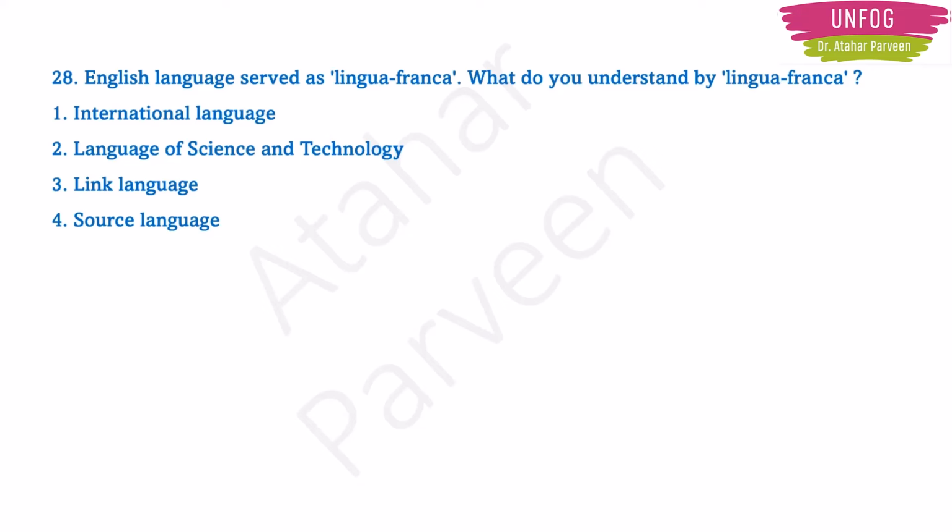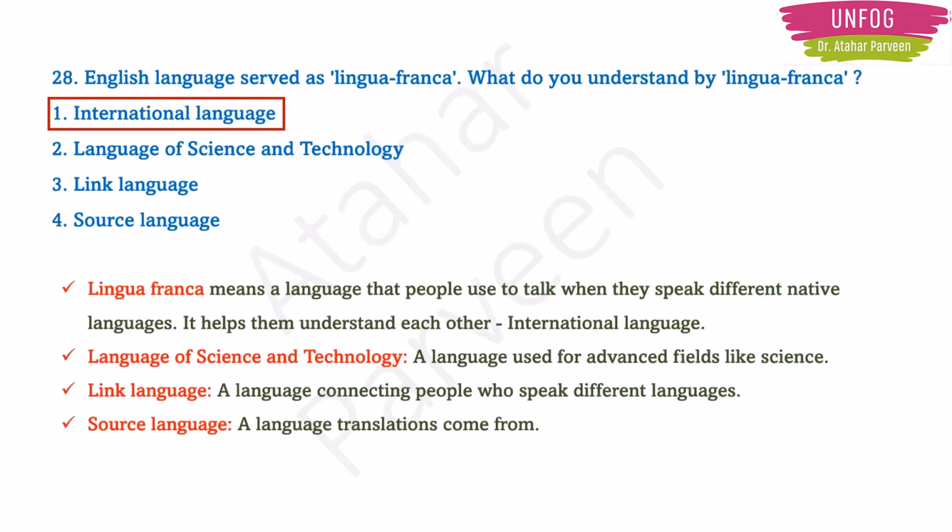Next question. English language served as lingua franca. What do you understand by lingua franca? Four options are international language, language of science and technology, link language and source language. See, here lingua franca usually means an international language, and which is it for us? It is English, right? So lingua franca means that language which people use to talk when they are from different countries, when they are from different native languages.